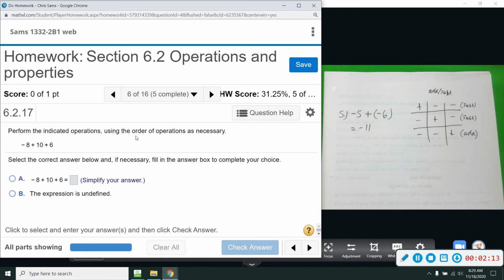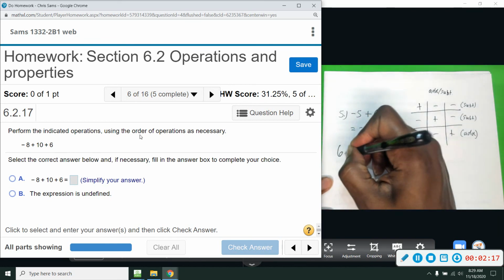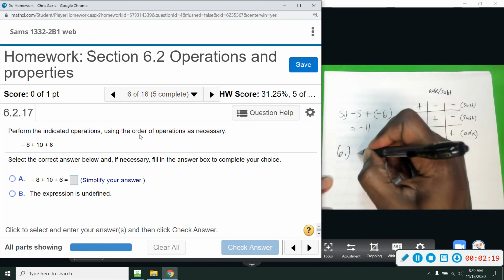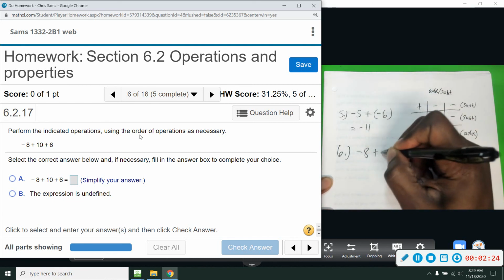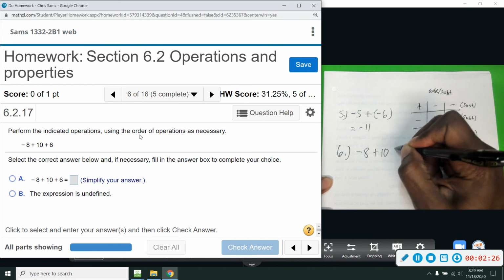And this one we're going to perform the operation. So we're going to do 2 at a time. Just go from left to right. Since it's all addition and subtraction, we have negative 8, and then we have plus 10, and then plus 6.